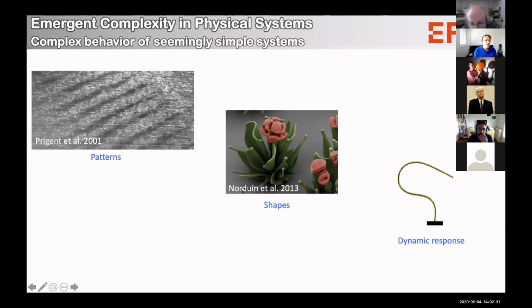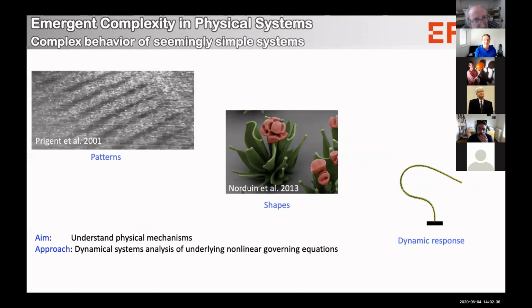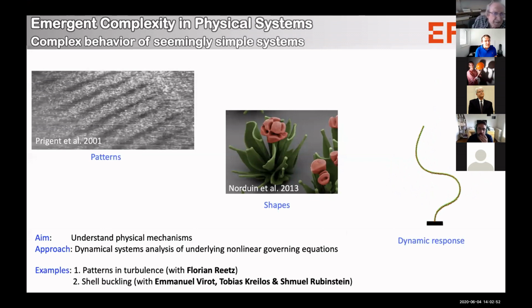So what we want is, we want to understand the physical mechanisms underlying these complex patterns, shapes, and dynamics. And the difficulty is, although we know the physics, that they are all described by highly nonlinear differential equations. So you have to understand what these differential equations do. And our approach is a dynamical systems approach based on underlying so-called invariant solutions of these equations. And despite only having 45 minutes, I'm trying to explain this with two examples. One is a fluids example, the second one is an elasticity example.